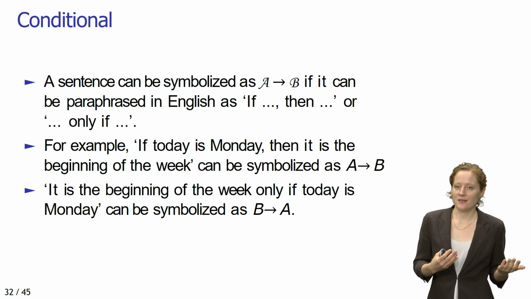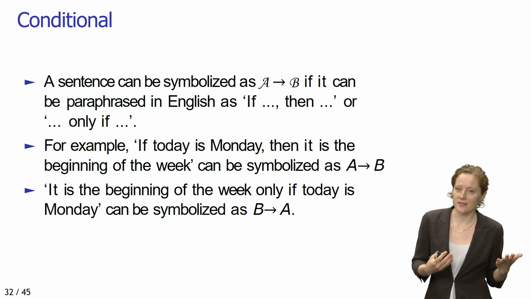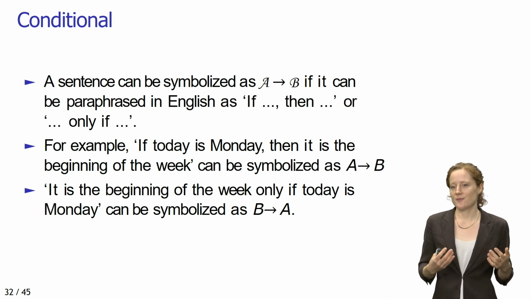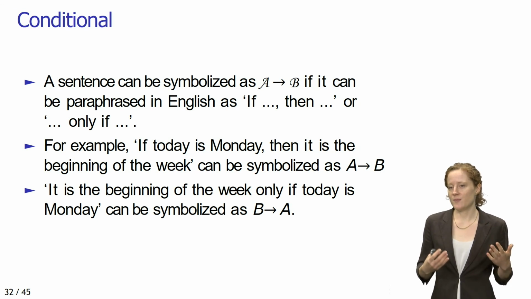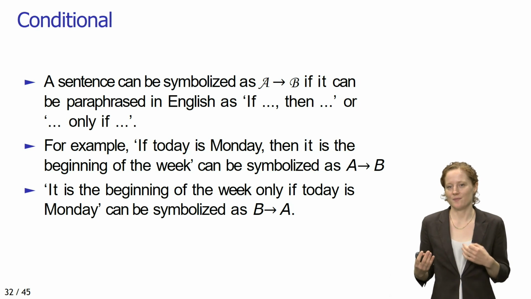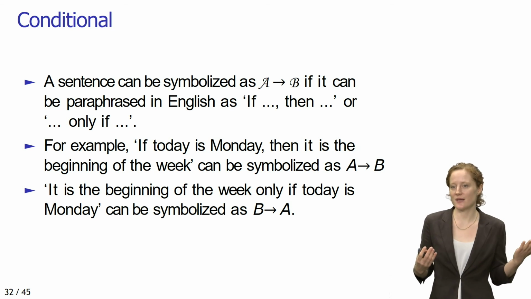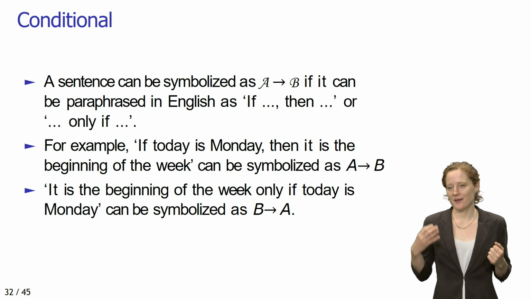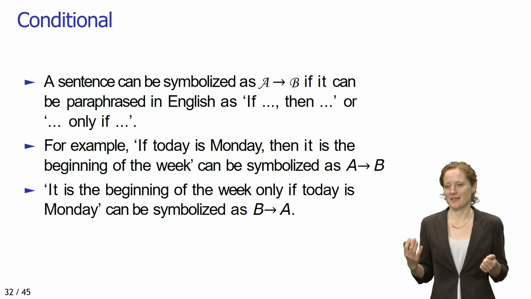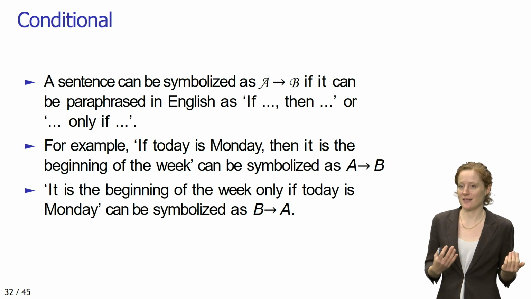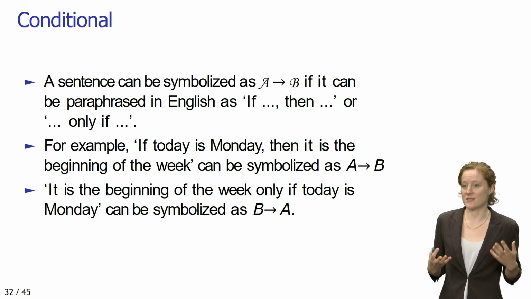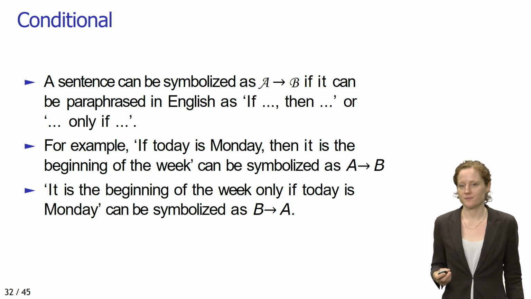Now, similarly, the English sentence "It is the beginning of the week only if today is Monday" can be symbolized as B arrow A. And in this case, the capital letter B represents the English sentence "It is the beginning of the week," and the capital letter A represents the English sentence "Today is Monday," and the arrow represents "only if."